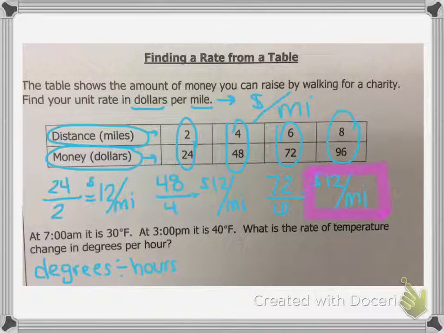So the total change in degrees: at 7 a.m. it was 30 degrees, and it was 40 degrees at 3 p.m. That's an overall temperature change of 10 degrees. And we're going to divide that by the number of hours. From 7 a.m. to 3 p.m. is 8 hours. So 10 degrees in 8 hours. To find the rate, we divide. 10 divided by 8 is 1.25 degrees per hour. For every hour, that's how much the temperature changed.